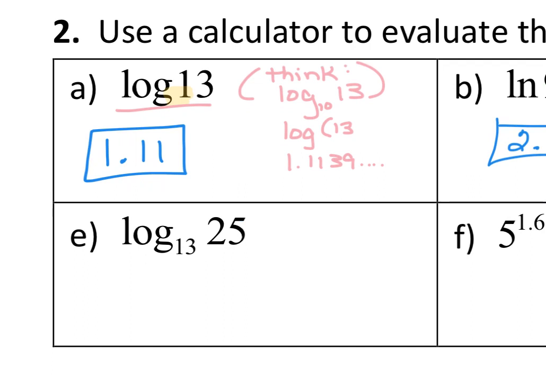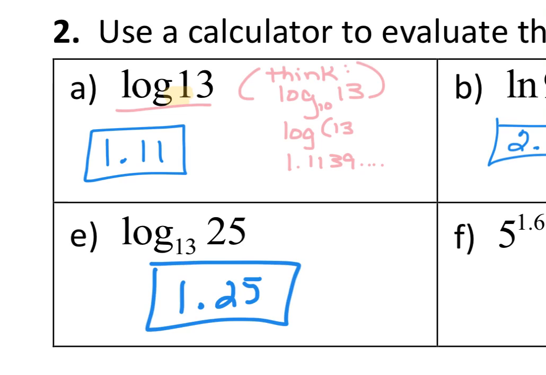So again, letter E, you're going to type in like you did C and D, where you use alpha, window, 5, and type the base and type the input, and you should get 1.25 after you round.